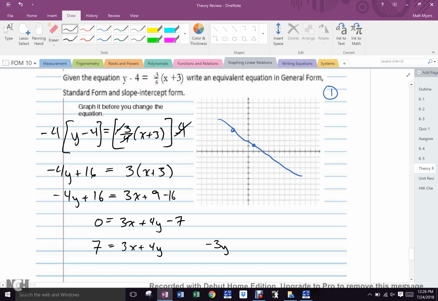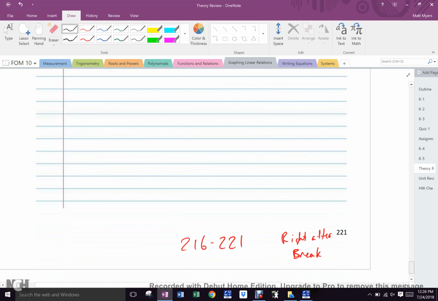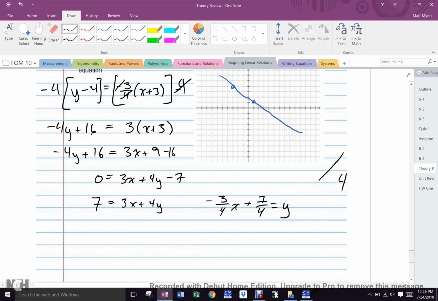And, of course, negative 3/4 x plus 7/4 equals y. And that one, those are 3 there, so that whole thing's out of 4. Making that page out of 4.